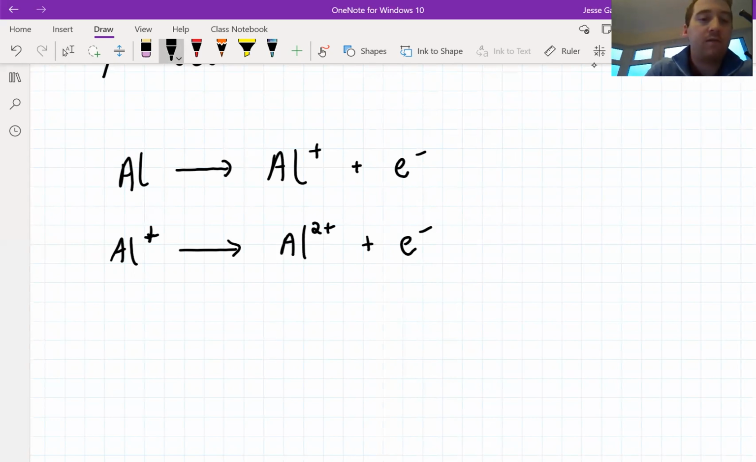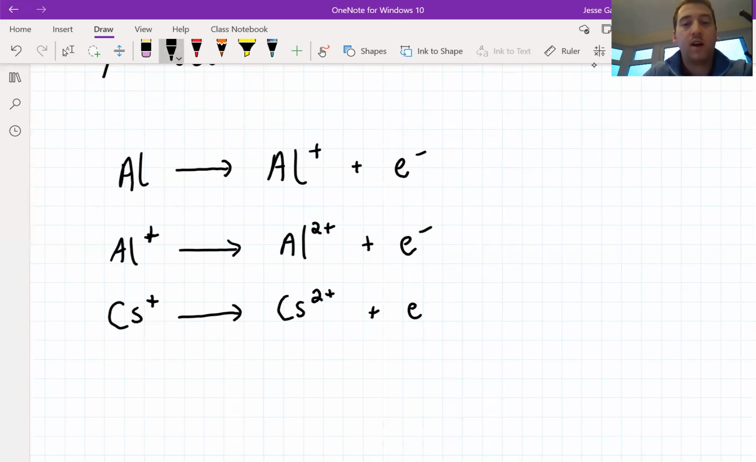Okay, this is what you should have. Cs is the symbol for cesium, and it's the second ionization energy, so it's already monopositive. It's already lost one electron, and I am showing it losing a second one. So this is going to become Cs 2+ and an electron, like that.